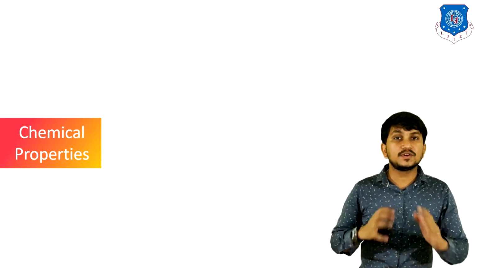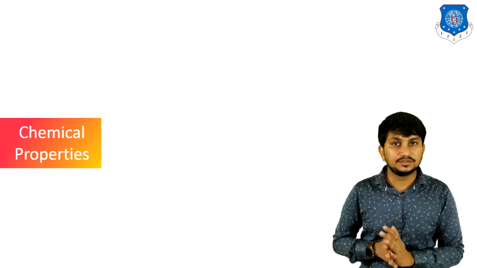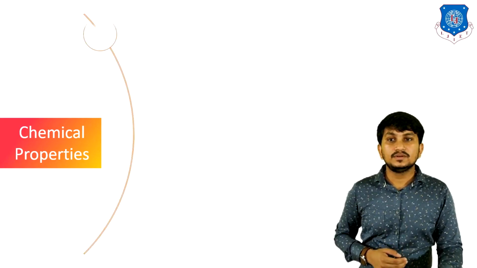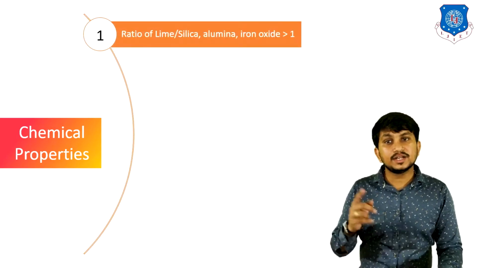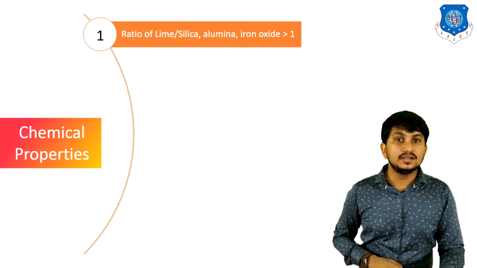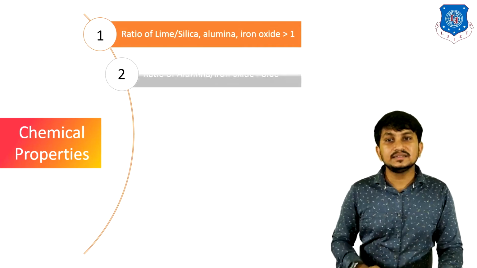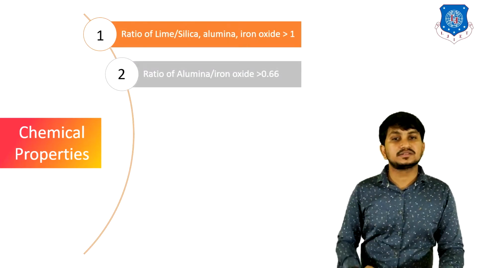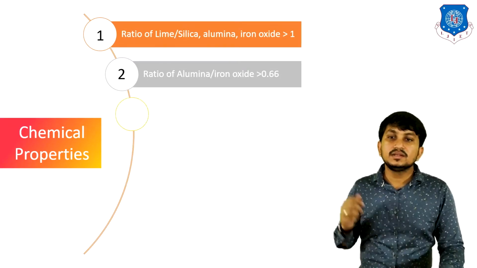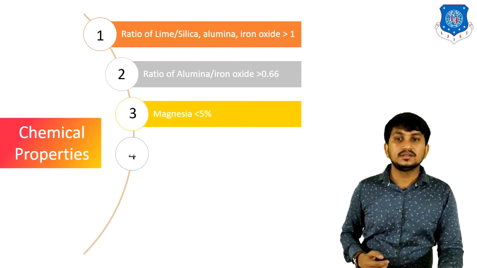For chemical properties, first of all you have to find out various chemical composition of the cement. Okay. And then check various parameters. Like first parameter is ratio of lime to silica, alumina, iron oxide should be greater than 1. Okay. Second is ratio of alumina or iron oxide should be greater than 0.66. Third is magnesia should be less than 5%.